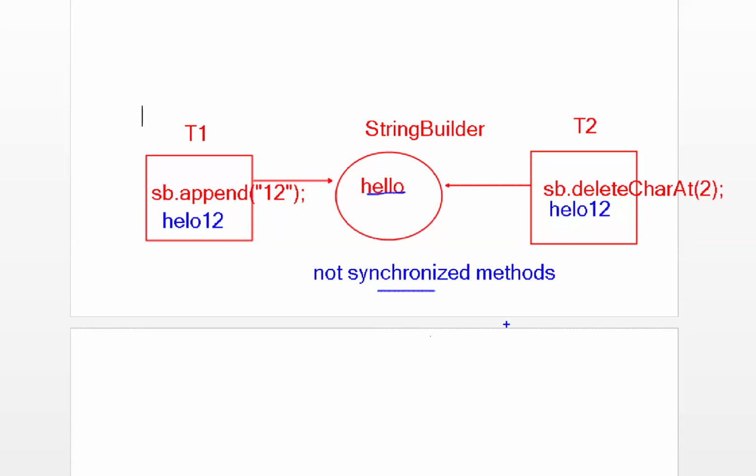Which methods will give poor performance or less performance? Thread synchronized methods. Which methods will give more performance? Not synchronized, asynchronous methods. Then tell me, in a single thread application, is using string buffer better or using string builder better? String builder is better. In a multi-threading application, string buffer. Very good. Am I clear with this, guys?